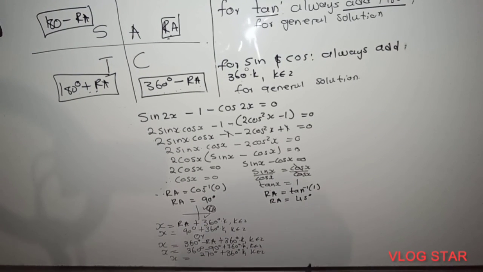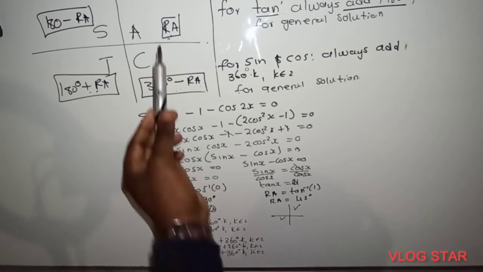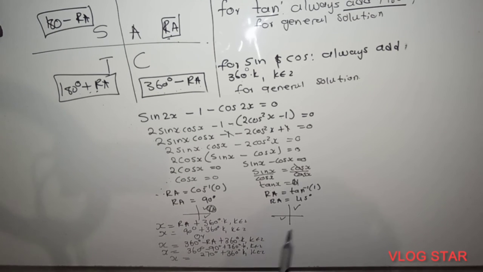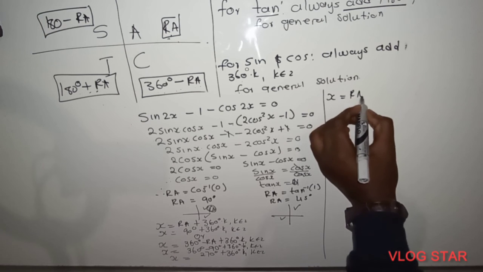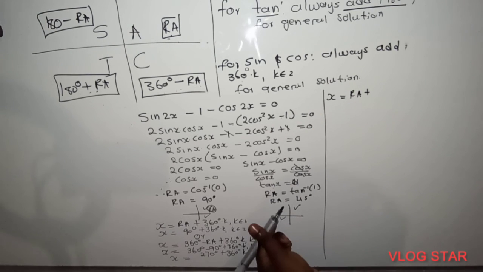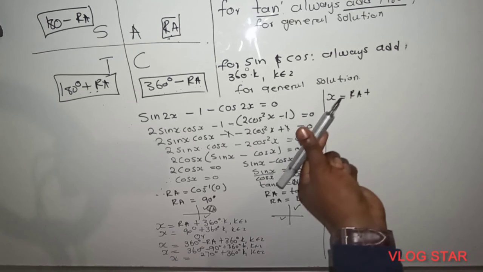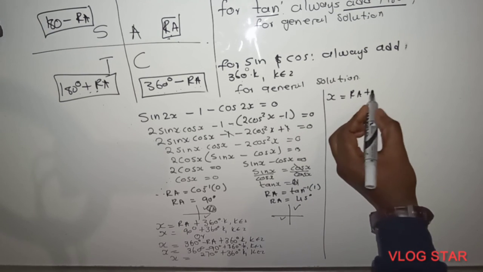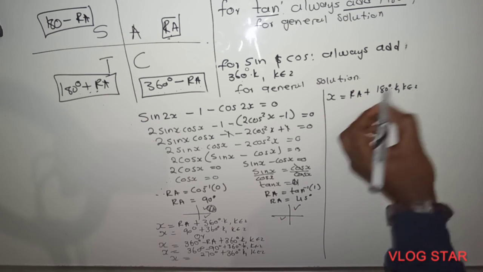Now we have to indicate for the tan. Tan is positive here, so you have to identify the quadrant where the tan is positive. Obviously, it's the first and the third. The first one is going to be just RA plus, because now I am dealing with the tan, always add 180 degrees dot k, k in the integers, for the general solution for tan.